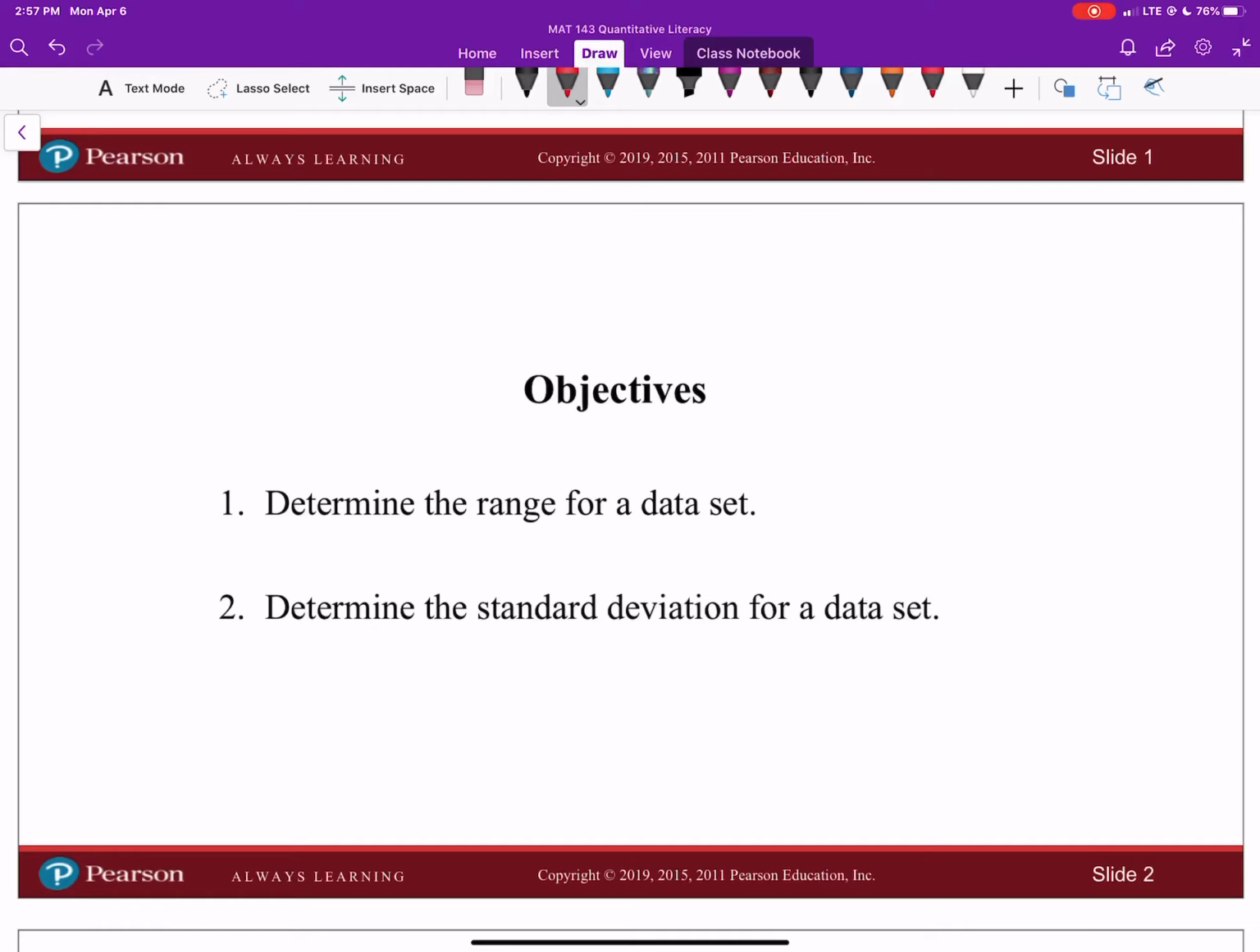Remember in the last section, we looked at mean, median, and mode. Now in this section, we're going to go a little bit further past that, but we still will have to remember how to take the mean of a data set, because taking the mean of a data set is part of finding the standard deviation.